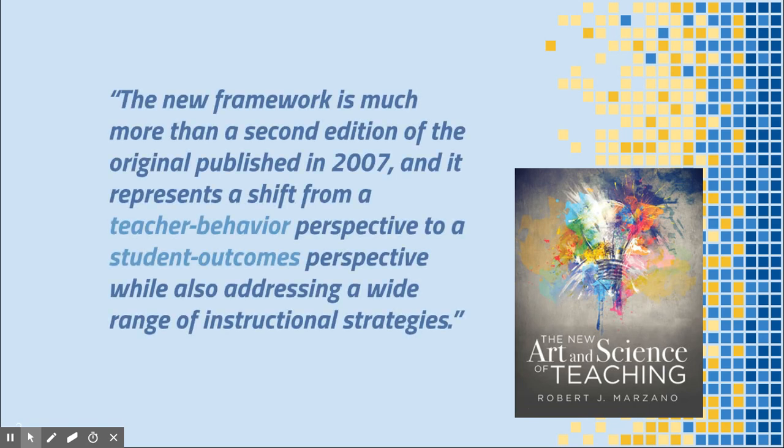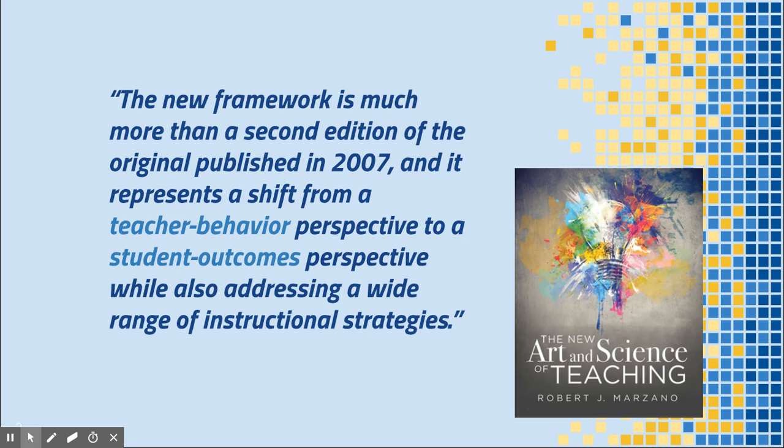Dr. Robert Marzano, sometimes known to us as Dr. Bob, describes the new Art and Science of Teaching by explaining how the new framework is much more than a second edition of the original published in 2007, and it represents a shift from a teacher behavior perspective to a student outcomes perspective, while also addressing a wide range of instructional strategies. Throughout the book, Marzano details the elements of three overarching categories of teaching, which define what must happen to optimize student learning. In this video, we want to walk you through these changes so that you are better able to support and discuss these as we move forward in this transition to the new Art and Science of Teaching.